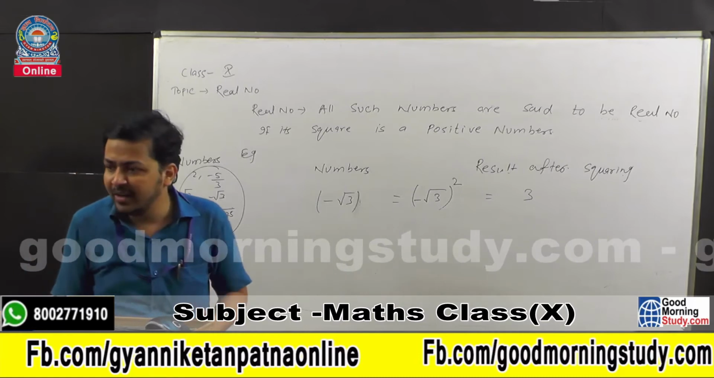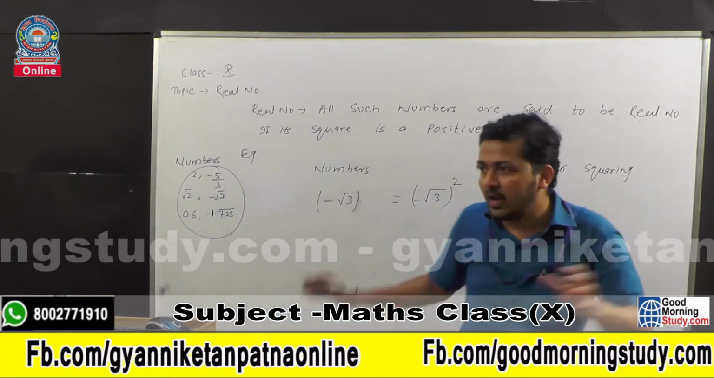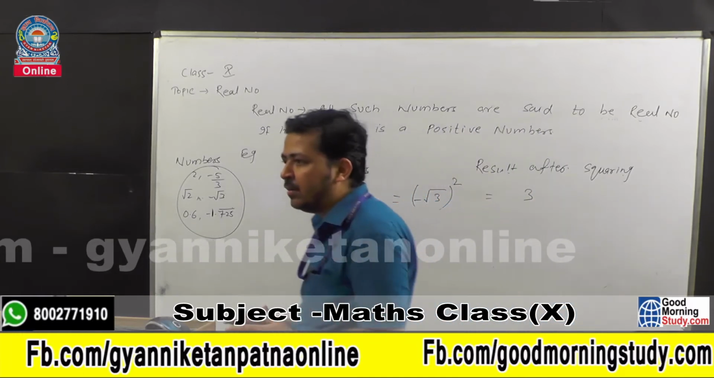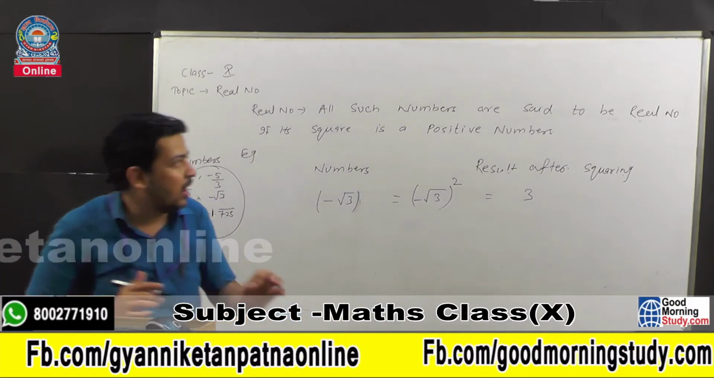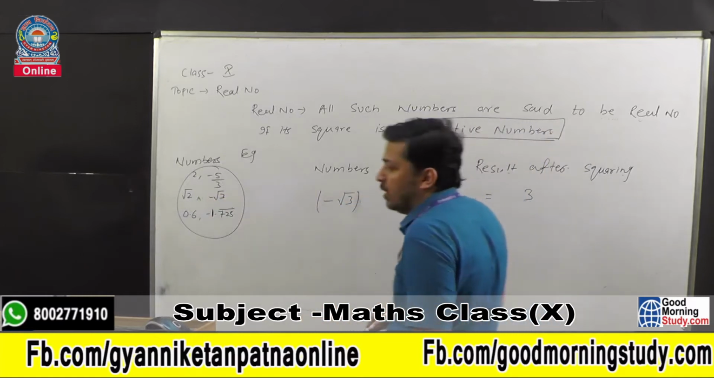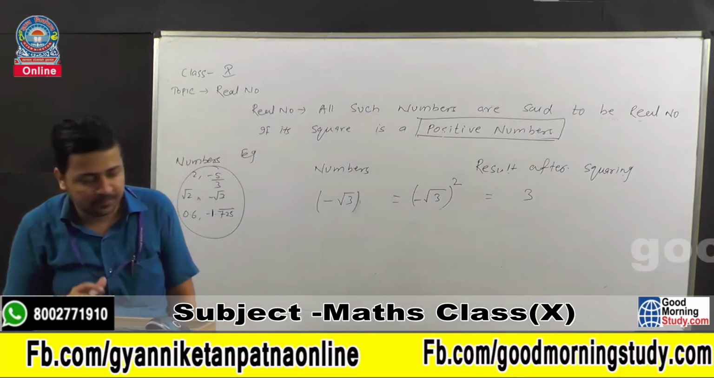This is the main thing. Minus root 3 is a real number as per the definition that I have written here. See the definition: all such numbers are said to be real numbers if the square is positive. This is the minimum criteria, and the main criteria, that the square will be positive.